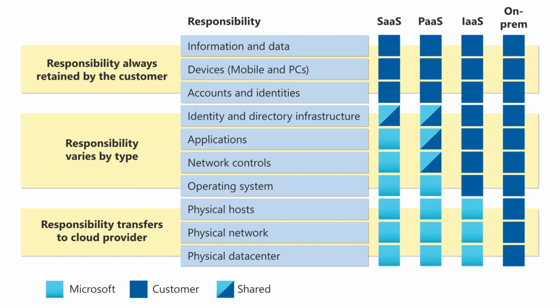The cloud provider is always responsible for the physical data center, the physical network, the physical hosts. Your service model will determine responsibility for things like operating systems, network controls, applications, identity, and infrastructure.